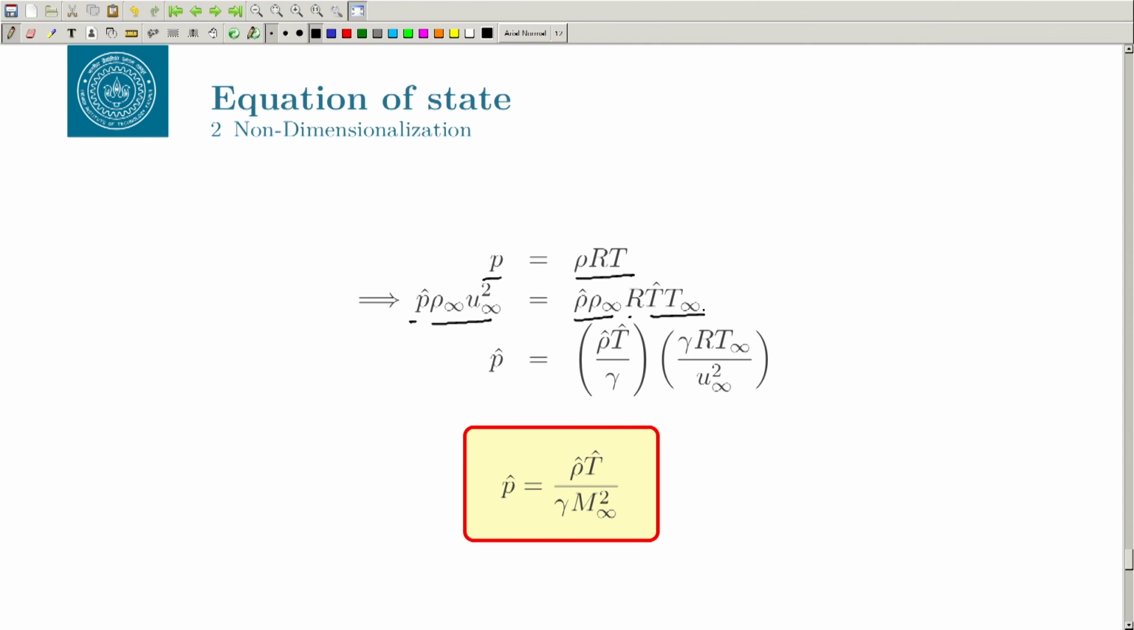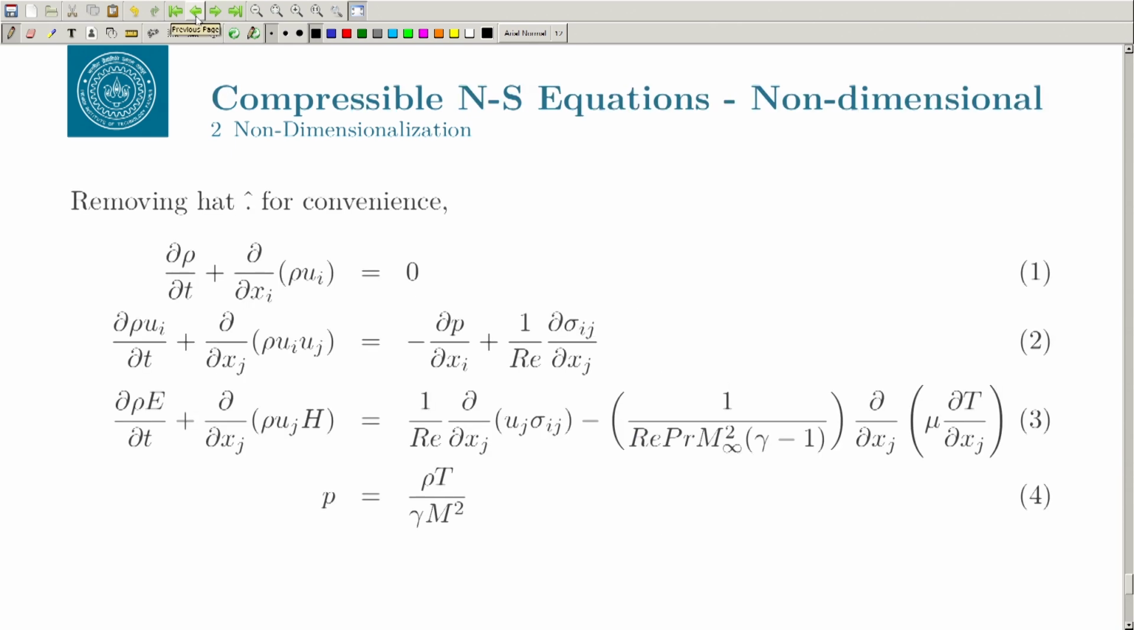Okay. So, then P hat becomes rho T by gamma, and this is gamma R T infinity by U infinity square. You can express it in terms of Mach number. So, the P hat becomes rho hat T hat by gamma M infinity square. Okay. So, this is your equation of state in terms of non-dimensional quantities. Okay. So, finally, you can remove all the hats for convenience. Okay. So, this is your non-dimensional equation for the compressible flows.